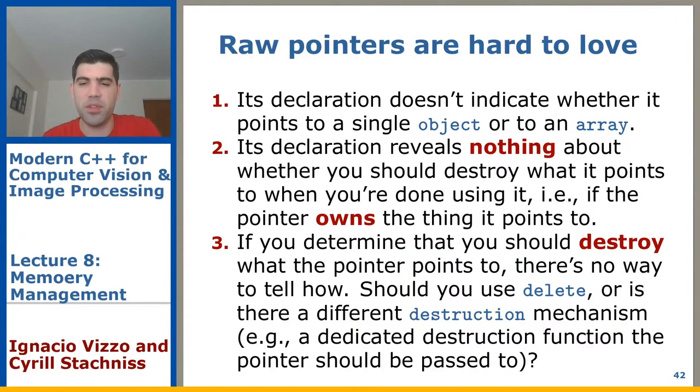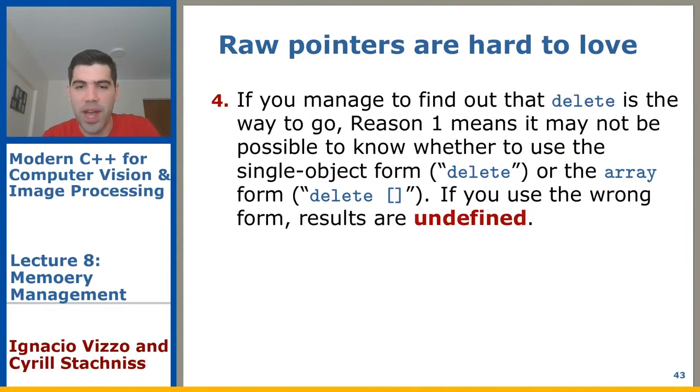And then if you determine that you should destroy what the pointer points to, there's no way to tell how. Should you use delete, or is there a different destruction mechanism, like a dedicated destruction function for the pointer, whatever. This is really hard to determine. And if you manage to find out that delete is the way to go, there's also the problem that it may not be possible to know whether to use the single object delete or the array form delete. Depending on whether this is an array or whatever, you don't know which delete to call. You say, Nacho, you can see it in the implementation. Yes and no. Remember, if you have really big programs, this is not straightforward to find.